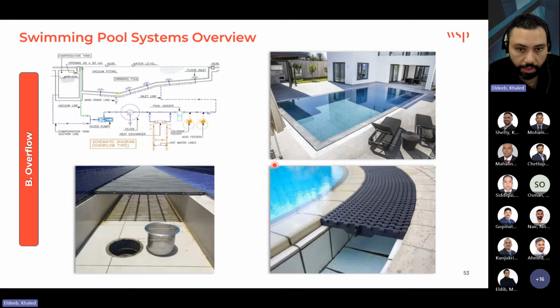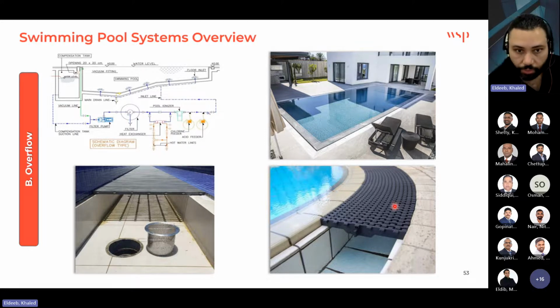So how does it look like? You see, this is an example of the overflow. You see the overflow outlet located in a hidden gutter channel like this. The water keeps overflowing and goes to this channel, then to this drain point, going back to the pump, where it is filtered, and we add chemicals with residual chlorine, and then return it back again.